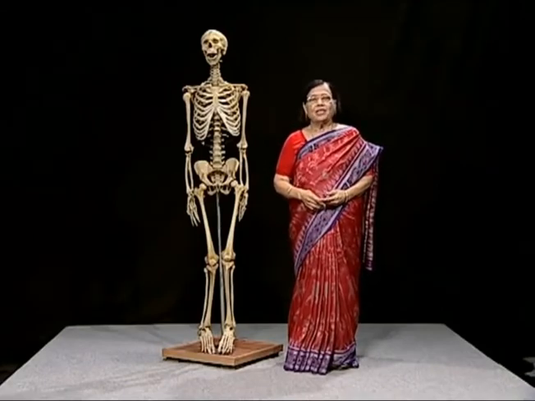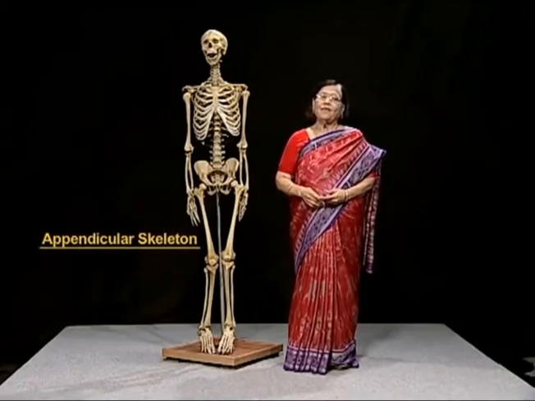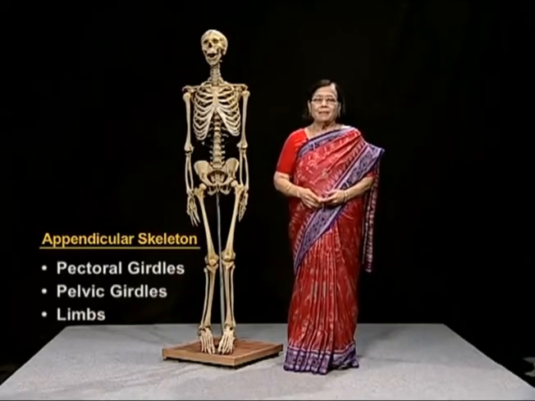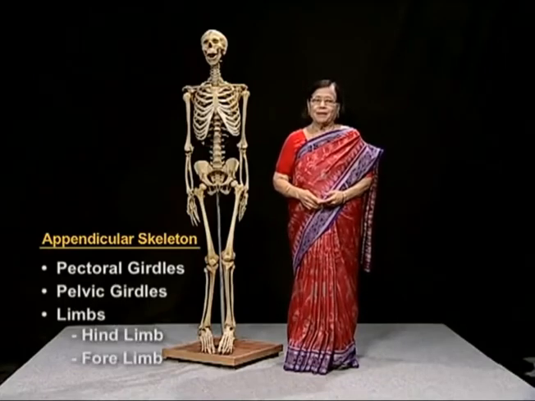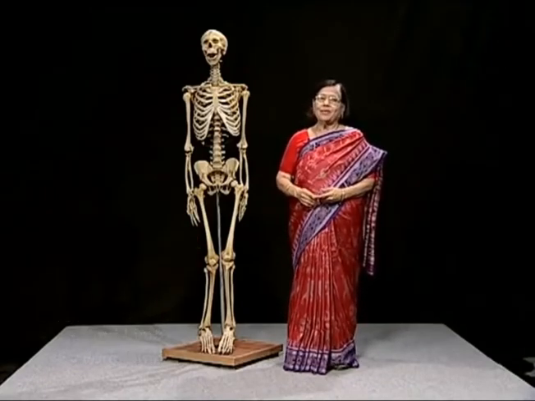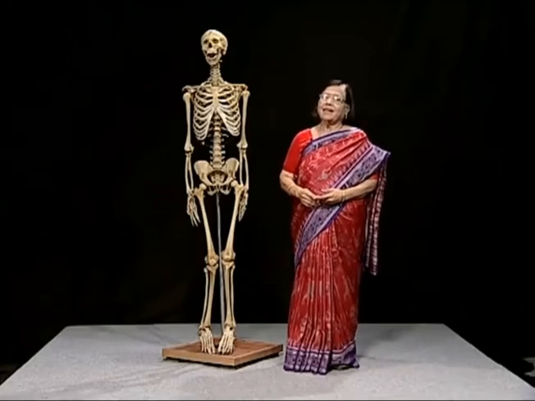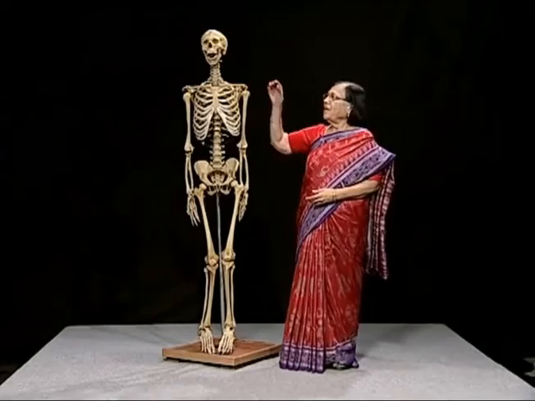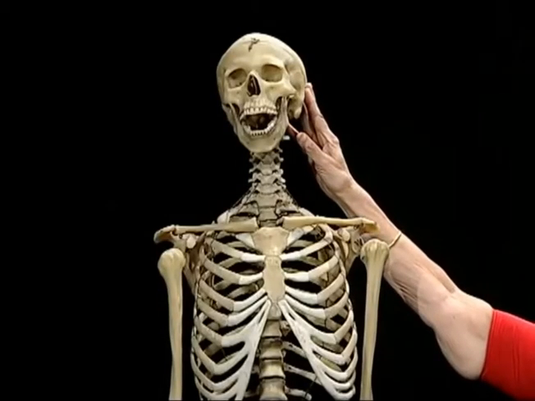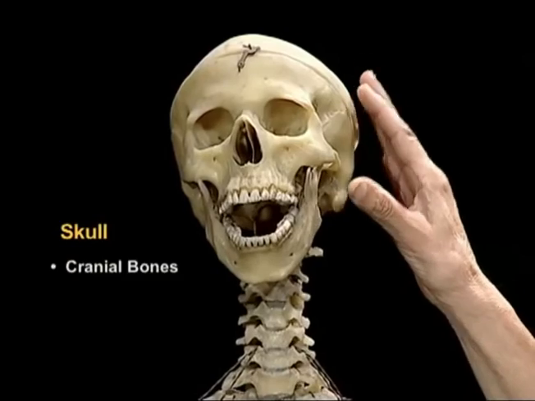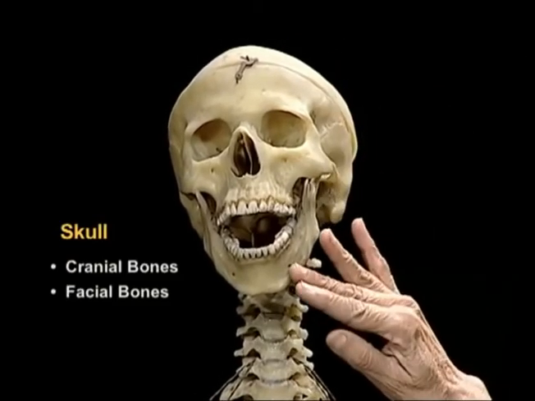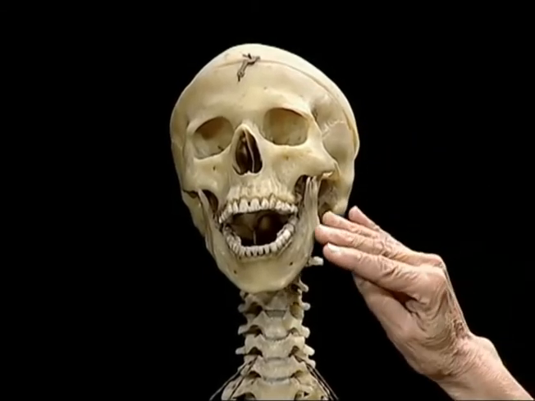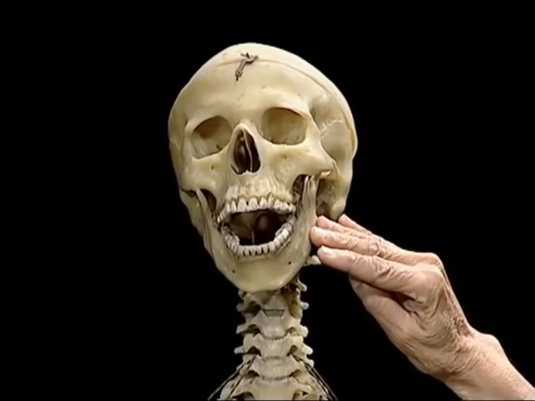And the other division is appendicular skeleton, which is going to include pectoral girdle, pelvic girdle, limbs, hind limb and the forelimb. Let me start explaining the bones in this skeleton, starting with the head, which is part of axial skeleton. You can see the skull here, it has two parts, the cranium and the facial bones. There are 8 bones in the cranium and there are 14 bones in the facial region.